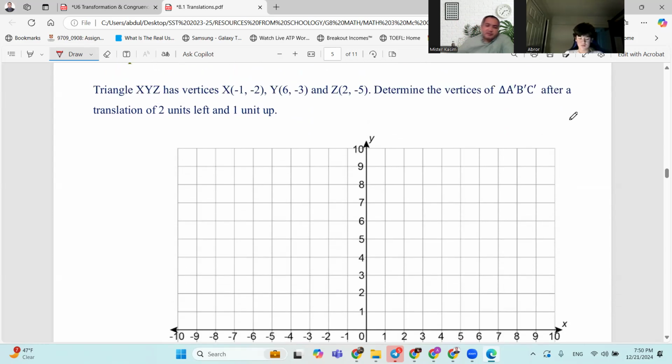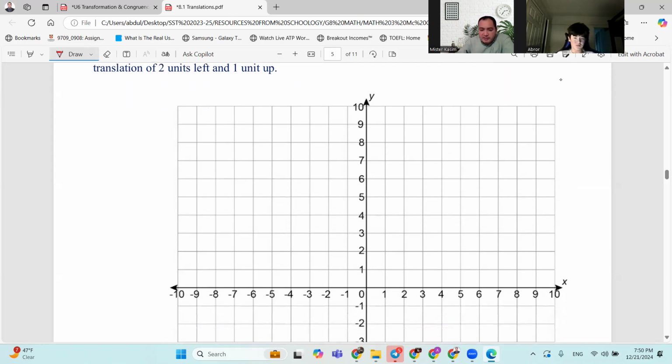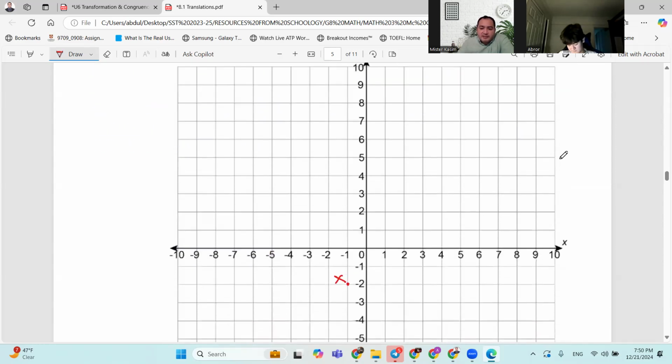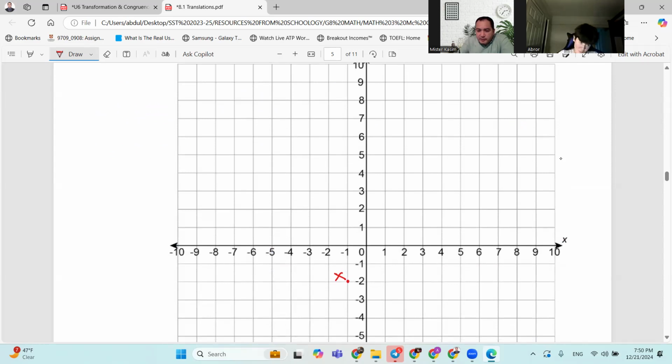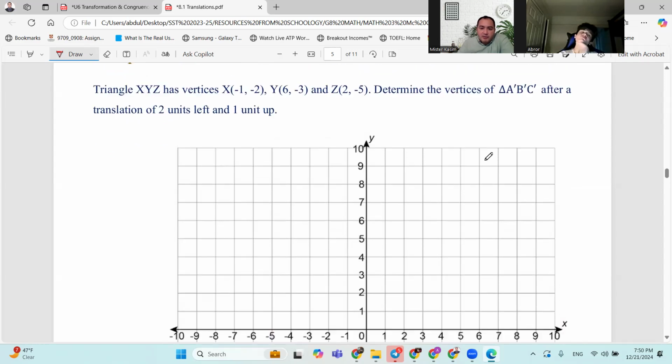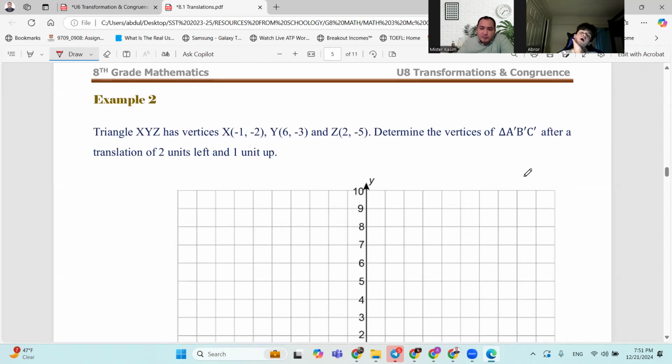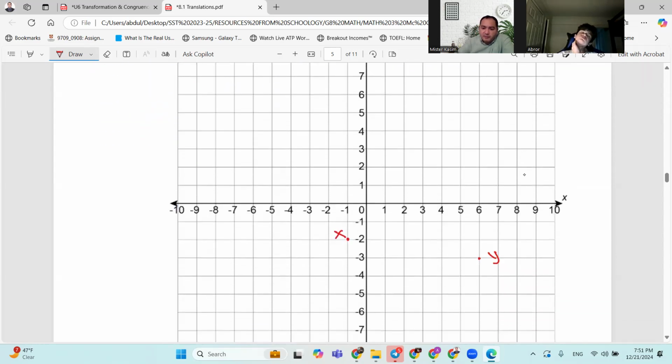Okay, last, if you start with X, (-1, -2) is here. So that is X. And what is Y? (6, -3), it is here. It is Y. And how about the coordinates of Z? (2, -5), right? (2, -5) is here, Z. And now you can put your ruler and connect these points to get the triangle.